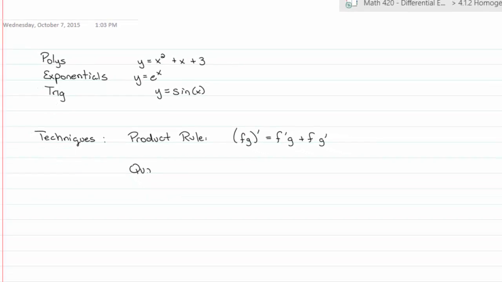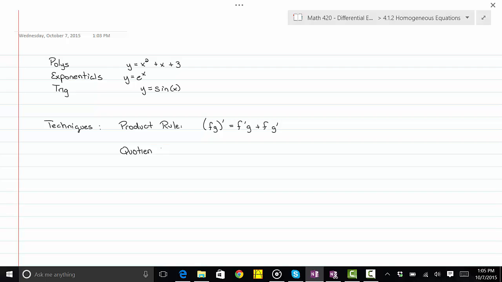You should have also learned the quotient rule, and all of these are important to talk about implicit differentiation. The quotient rule is just (f over g)' is equal to (f'g minus fg') all over the denominator squared. Oops, there's a t in quotient. You should also have learned the chain rule, and that's going to be imperative to know to be able to do implicit differentiation.